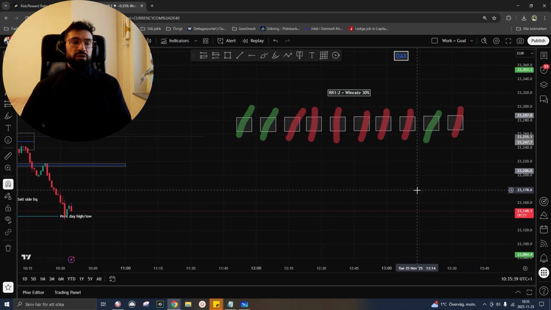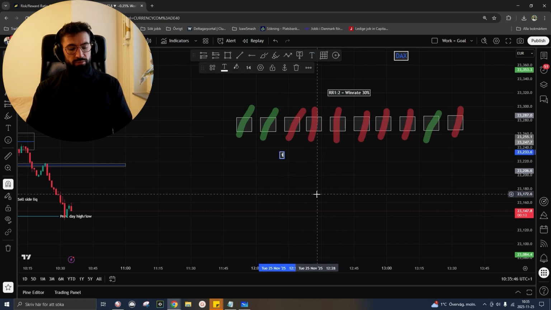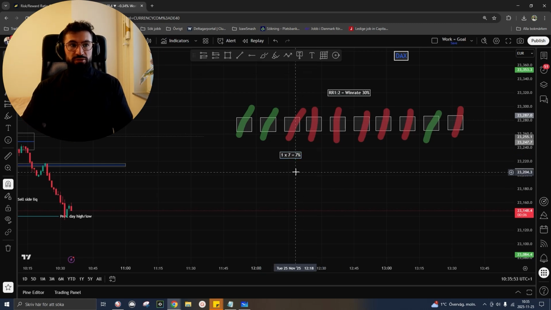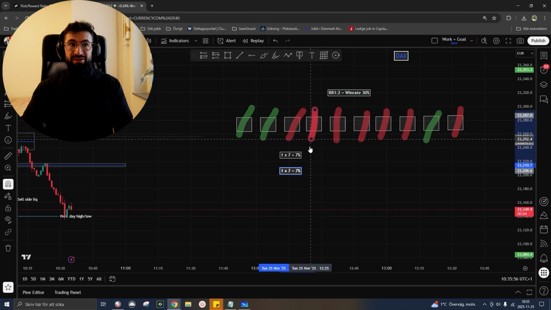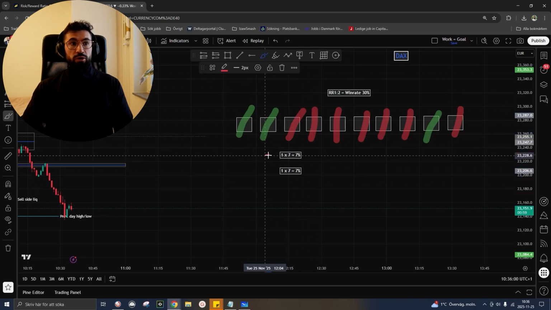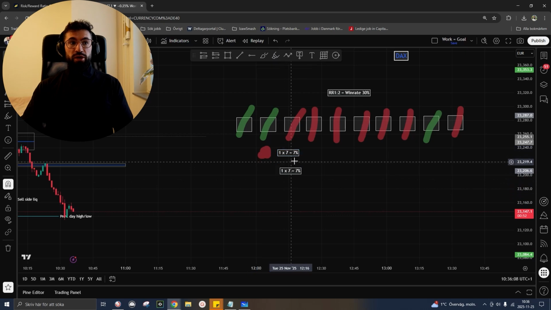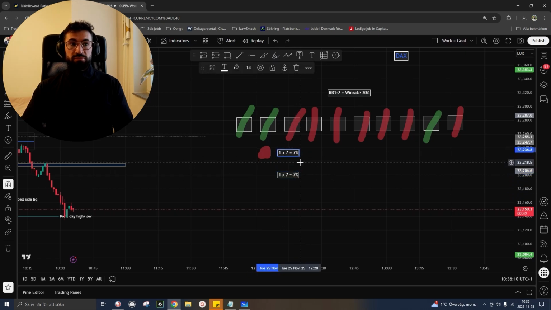Now, if you risk 1% on each, 1 times 7, because you took 7 losses. Let's say you risked 1%. That's 7%. That is 7% in losses. This is your losses. So you have minus 7%.